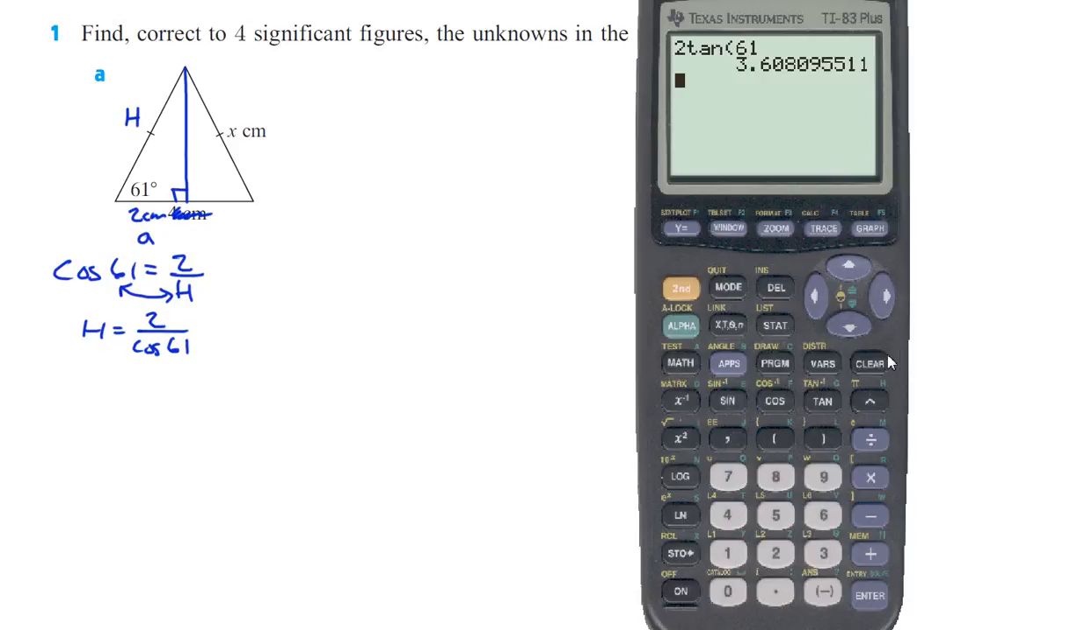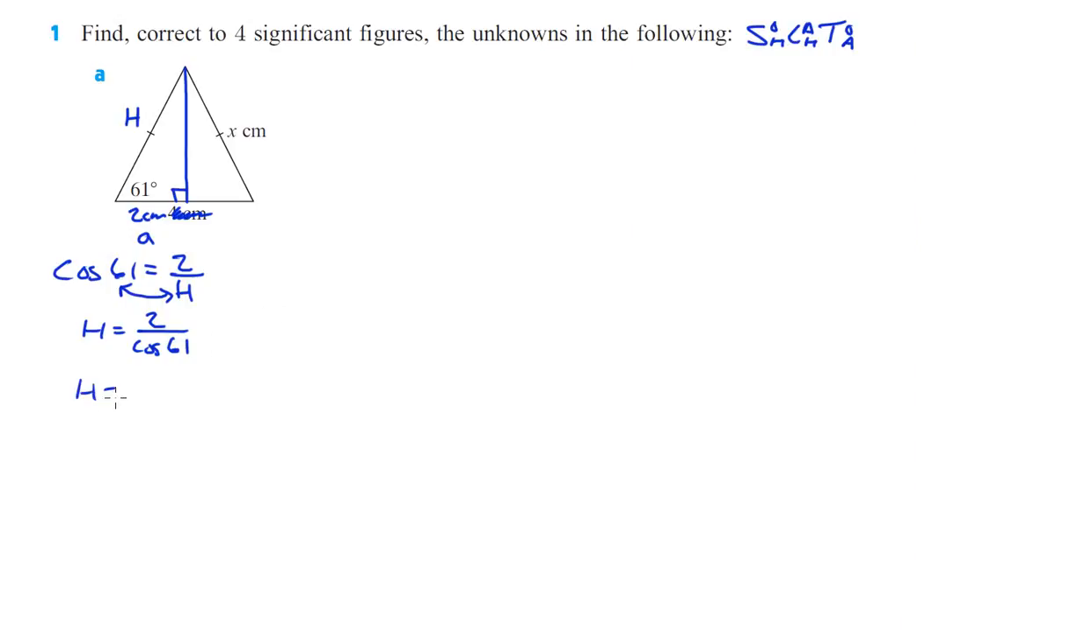All right, so we bring up our calculator and we go 2 divided by cosine 61, and that gives us, if we're looking for 4 significant figures, here's the first significant figure, so 1, 2, 3, 4. We're going to round to that spot there. The 3 tells the 5 to stay the same, so it's 4.125, and it's centimeters. Okay, so we have found that one out.